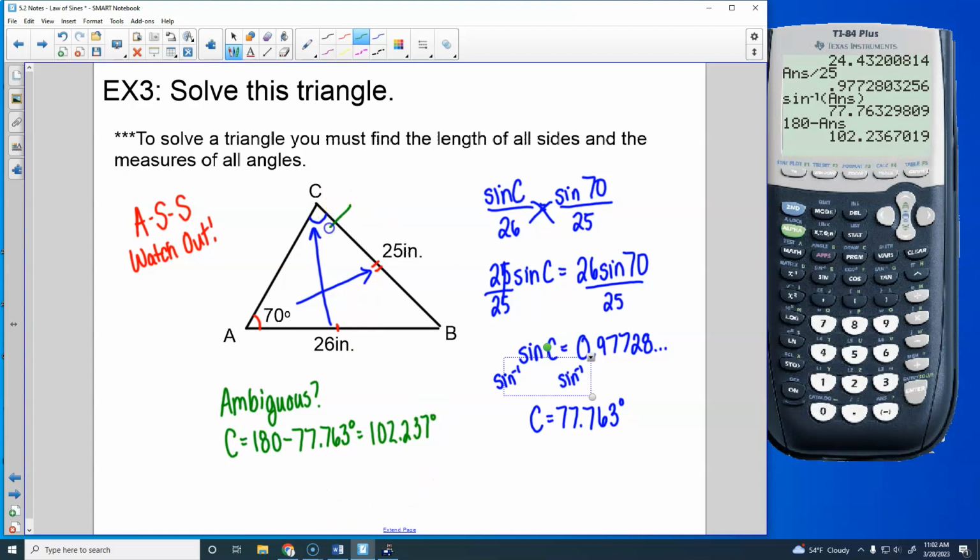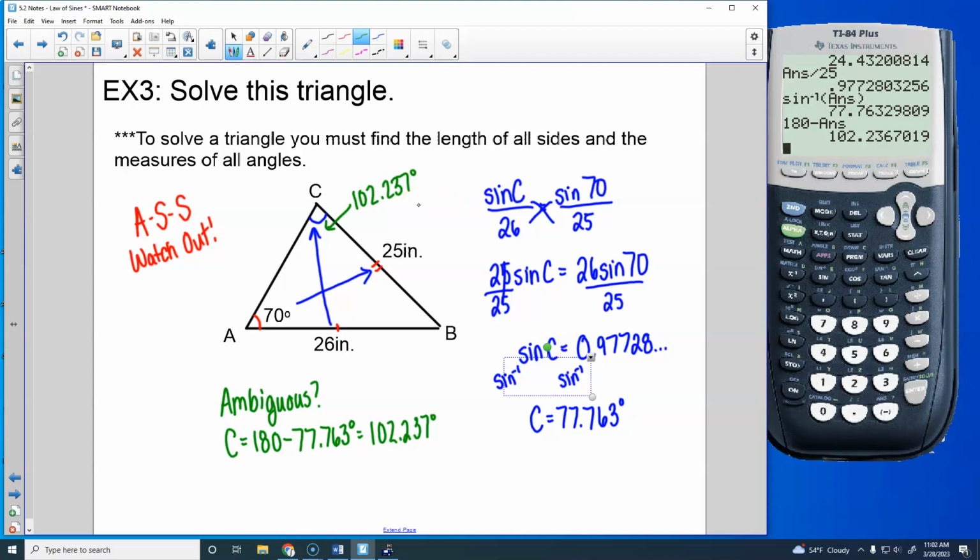So, is it possible for this angle to be 102.237 degrees? It is. And this is whenever your heart, once you've seen a few of these problems, you're like, oh no. There are two answers. So what this means is you are going to have two separate possible sets of answers.